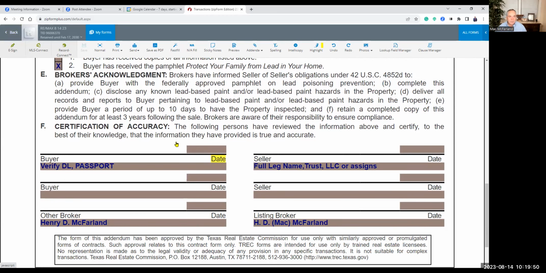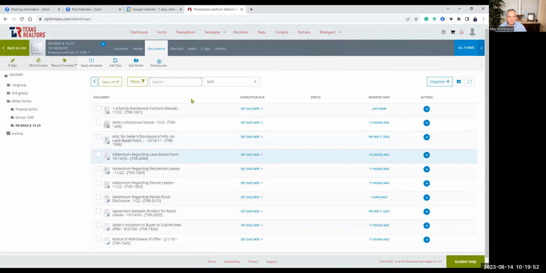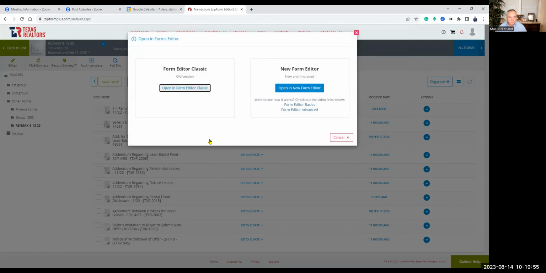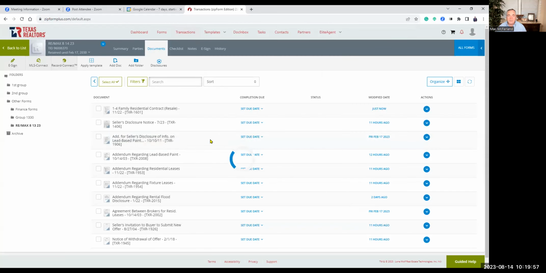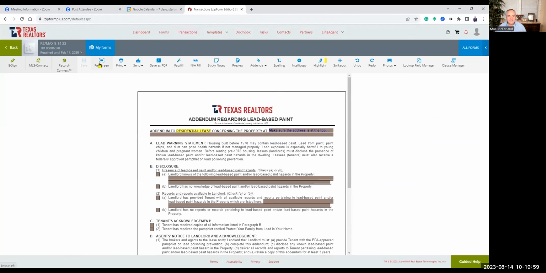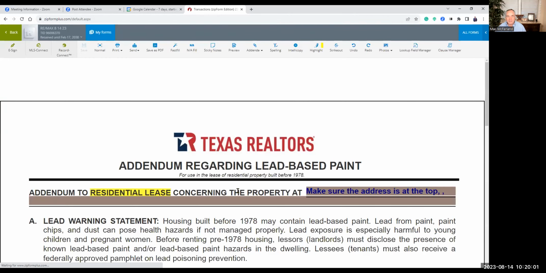All right, so let me jump into this one then. Yes, there are two lead-based paint addendums. There's one for regular homes and there's one for leases.